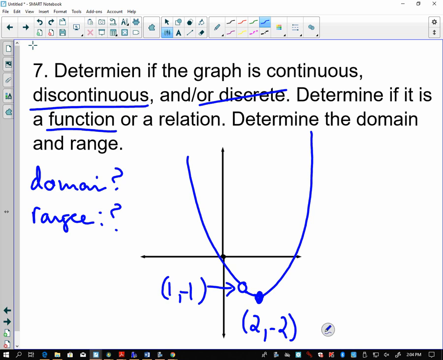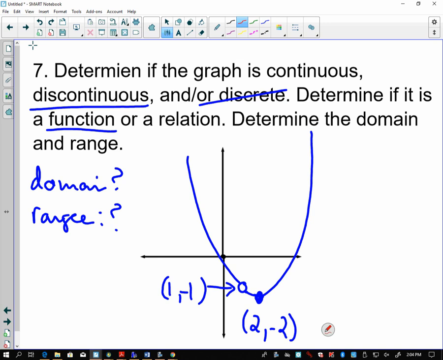All right, so with this question, you're going to get something that looks similar to this. It's going to ask you, and you can tell I'm rushing to type, it should say determine, not determine. If the graph is continuous, discontinuous, and or discrete, determine if it's a function or relation, determine the domain and range. So there's parts of this that you're going to actually have to write that I just underlined.